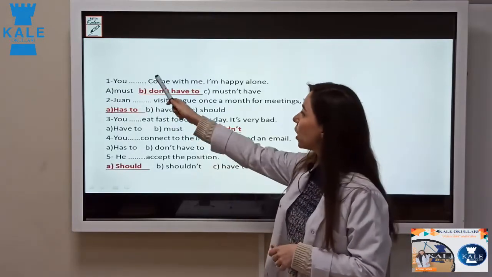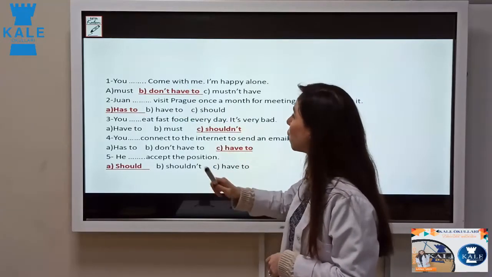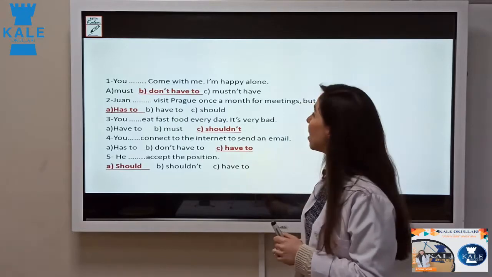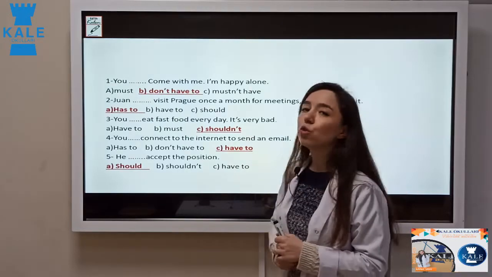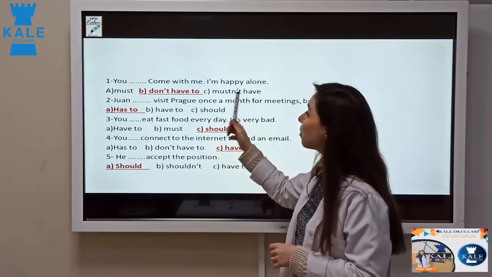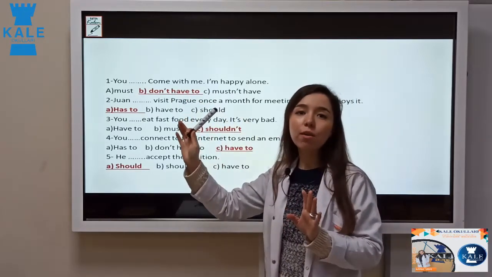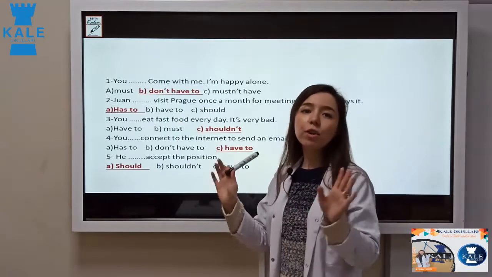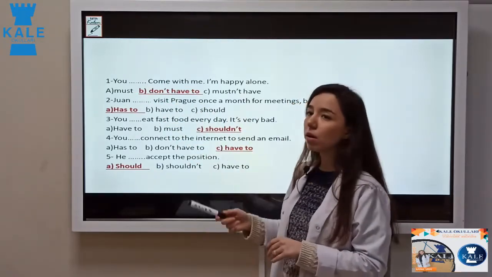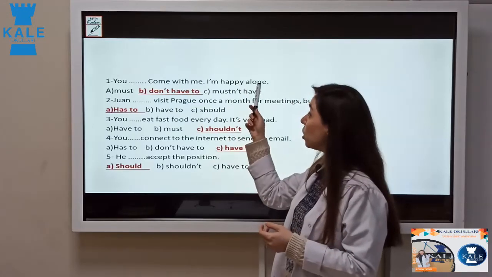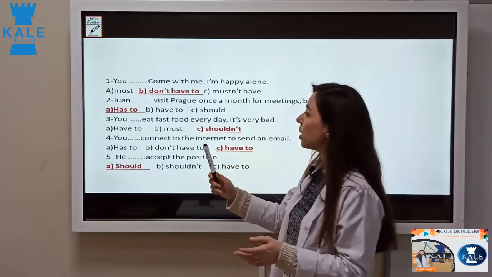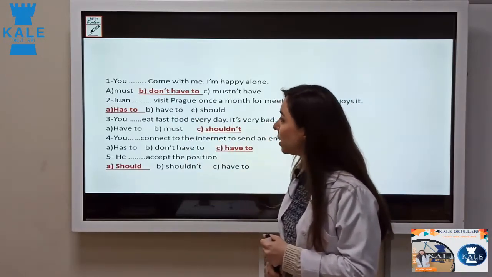Look here, first one. You come with me, I'm happy alone. We have 3 choices here, yes? Must, don't have to, and mustn't have, yes? Which one do you think is the best one? Of course B, yes? You don't have to come with me. I'm happy means there is no need to come with me. Alone, I feel okay, yes? If you write must, you must come with me, I'm happy alone. No, I'm happy alone. It means that alone, just by myself, I'm happy. So there is no need for somebody to come with me. So B is correct.